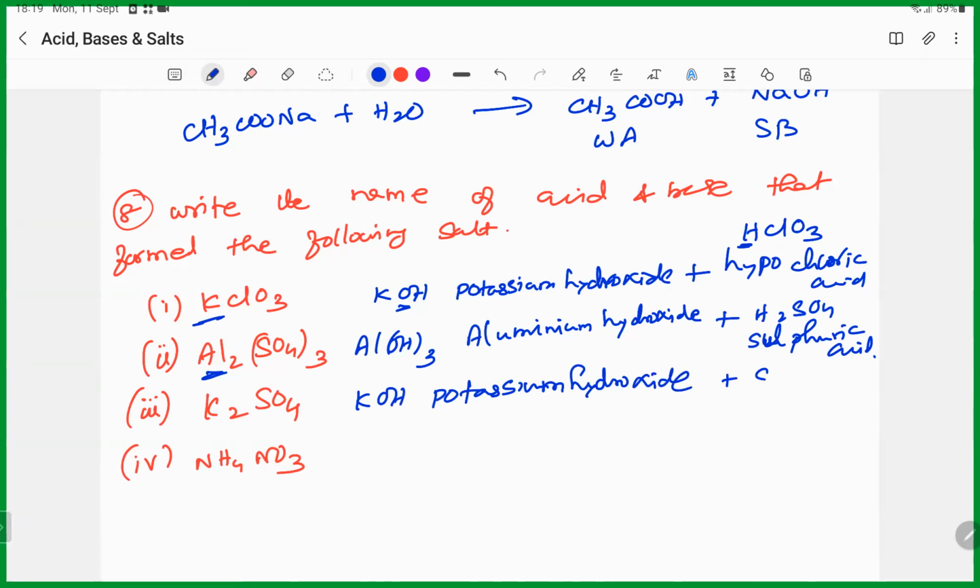Plus sulfuric acid. இதுல what is that? Ammonium hydroxide plus nitric acid.